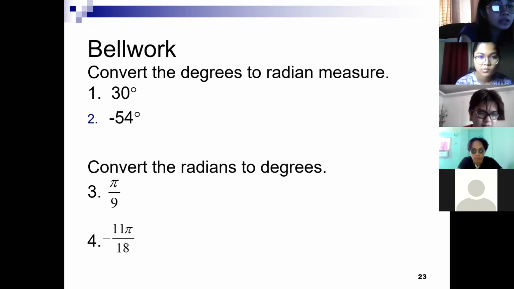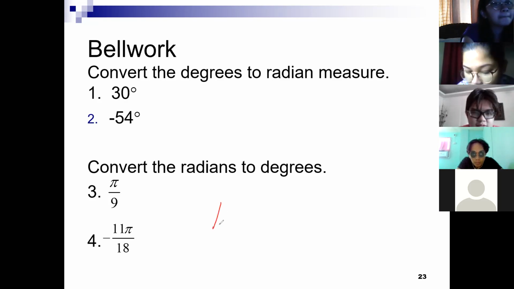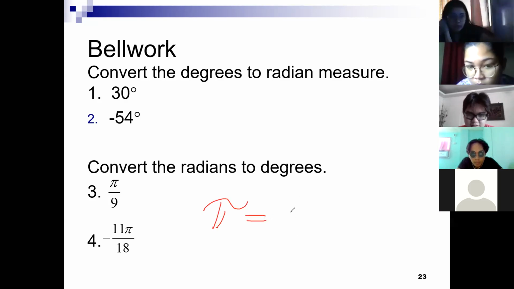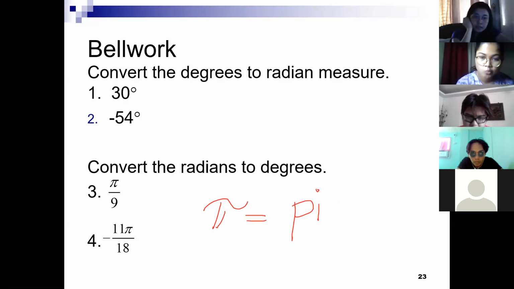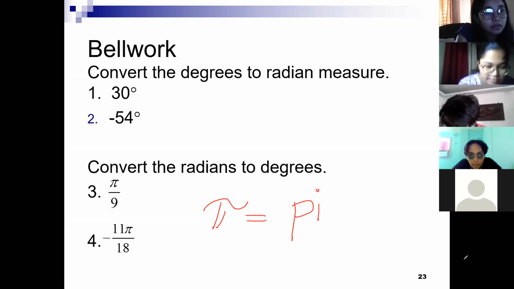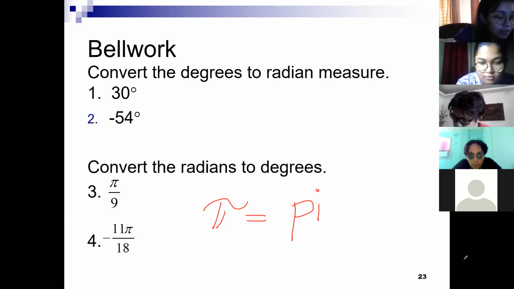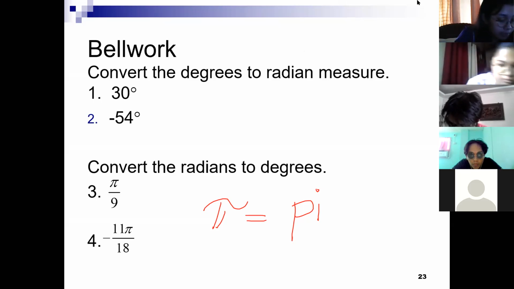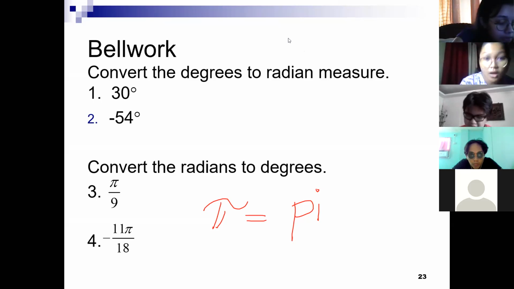Let me correct the spelling of Raisa for the word pi. Pi is not spelled P-I-A. This symbol is called pi, with the spelling P-I. So you can just use that word in your answers in Edmodo. Again, the use of the symbol can be followed, but you can also use the word pi with the spelling P-I.